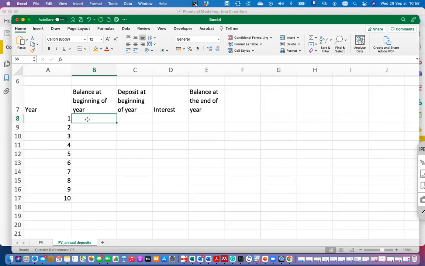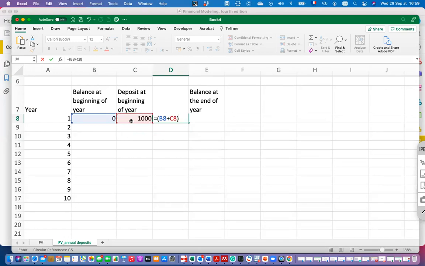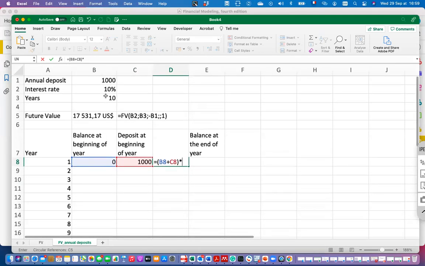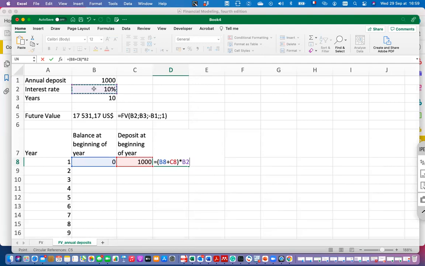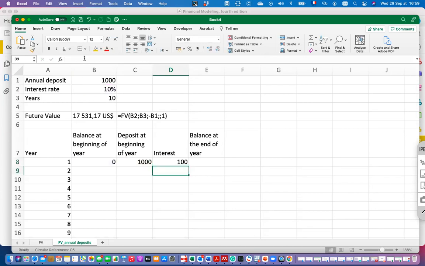Now we begin with $0 in our account. أنا أول شيء في البنك. And then we bring our first $1,000. The interest will be computed on the balance at the beginning of year plus the deposit we make annually times the interest rate. And since the interest rate is constant, don't forget to add the dollar sign. واضح؟ Sorry? Absolutely, yes.